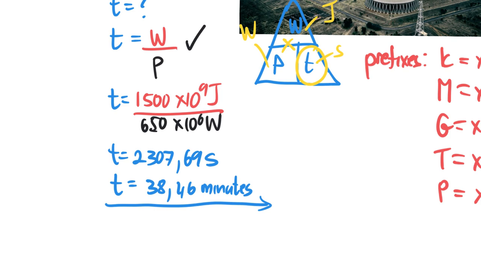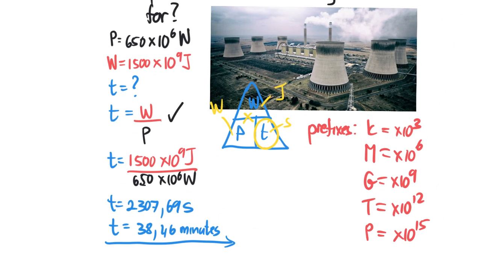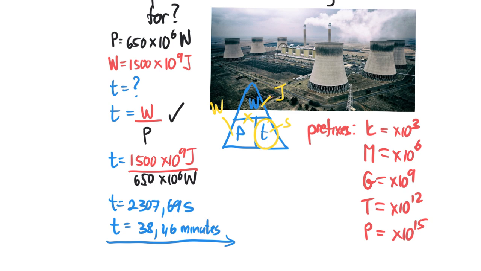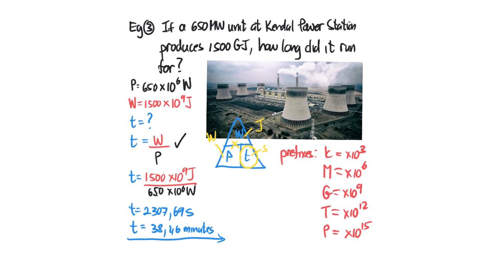In only 38.46 minutes, a unit at Kendal Power Station will generate 650, well, sorry, not 650 megawatts, it will do that all the time. 650 megawatts is the amount of joules per second, so it's 650 megajoules per second, but it will take 38.46 minutes to generate 1,500 gigajoules, which is the same as 1.5 terajoules. If we divide this by 1,000, then we get terajoules. So if we divide by 1,000, then we get 1.5 times 10 to the 12 joules, which is 1.5 terajoules. So in less than 45 minutes, a unit at Kendal Power Station will generate 1.5 terajoules.